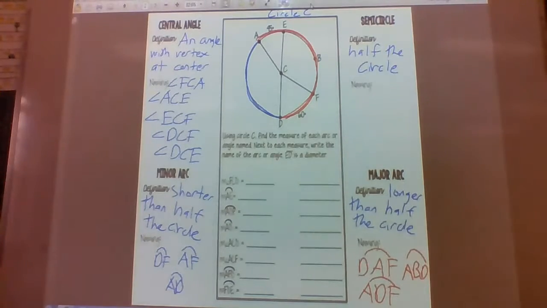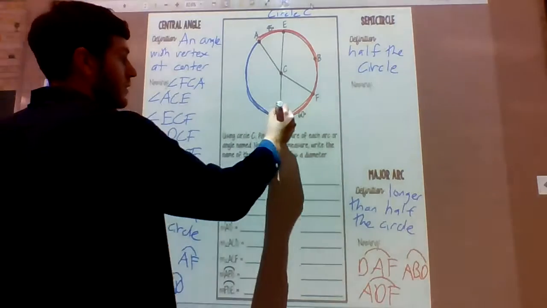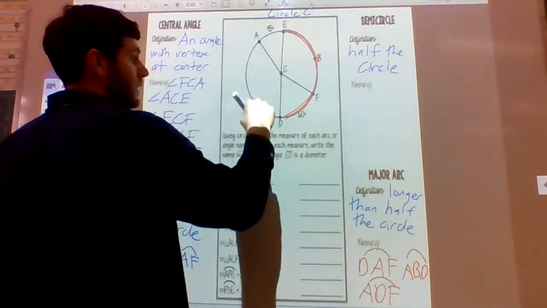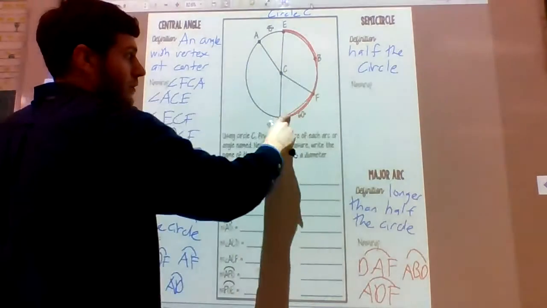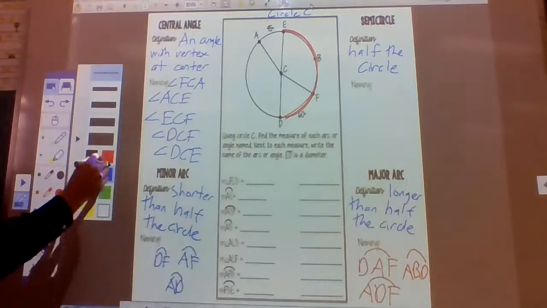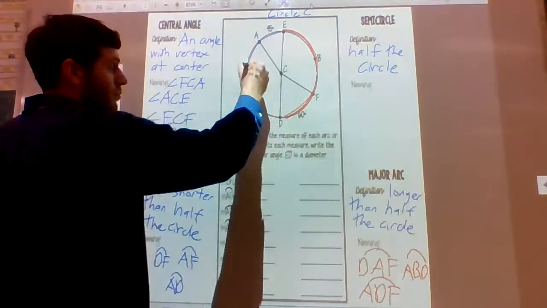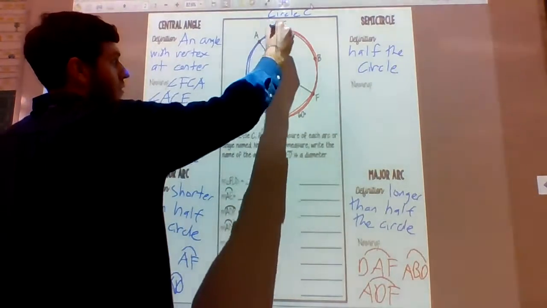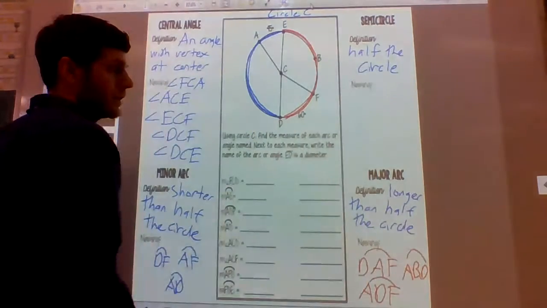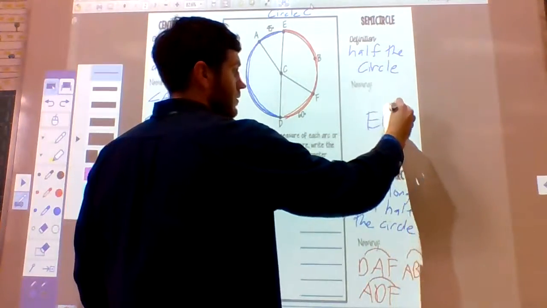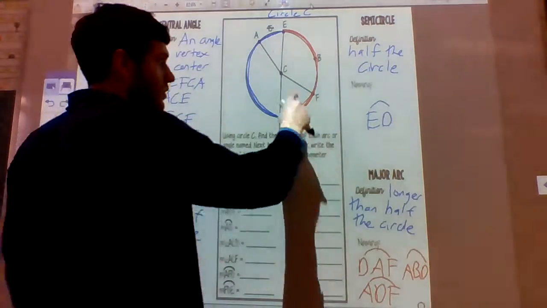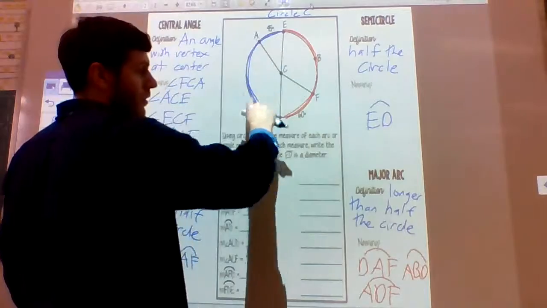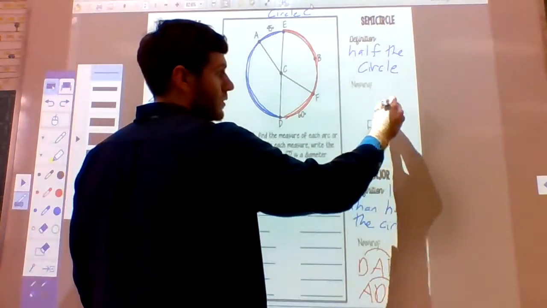Then the last one we have on here is the semicircle, which is half the circle. So we notice again, just like any 2 points on a circle, there's 2 paths to connect them. So we could connect them this way along the red path, okay, or we could connect them the other way along the blue path. And again, since there are 2 different ways to connect them, if we just wrote ED, okay, we don't know which way we're taking it. If you just say ED, are we going this way or the other way? We don't know.